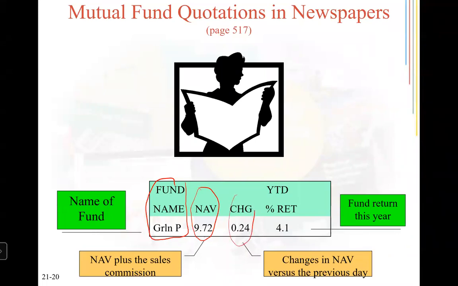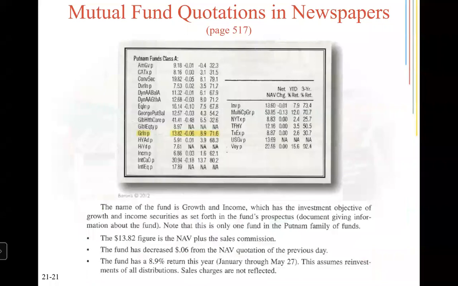This is telling you what the change in value is. The change, well, because there's no sign, you can assume it to be positive. So it increased by 24 cents. And then this represents the year-to-date percentage return. So it's something similar to the yield. So you get 4.1% year-to-date return. So you just need to know what is in each column for the mutual funds. So we're going to look at an example here.